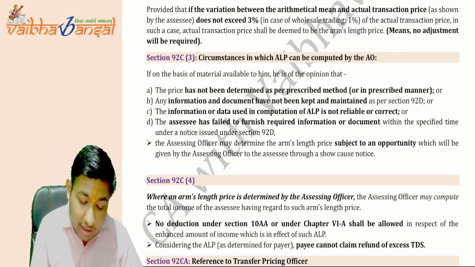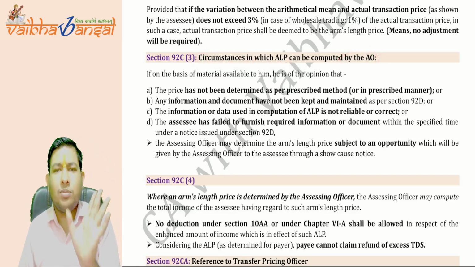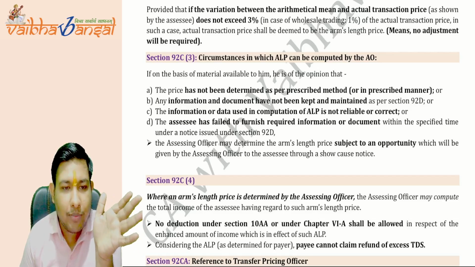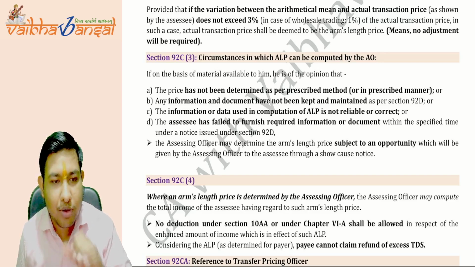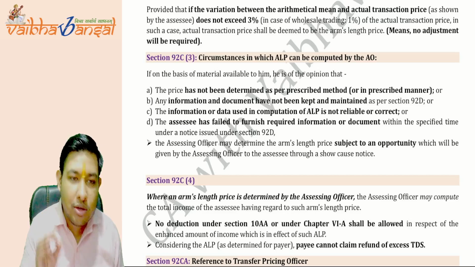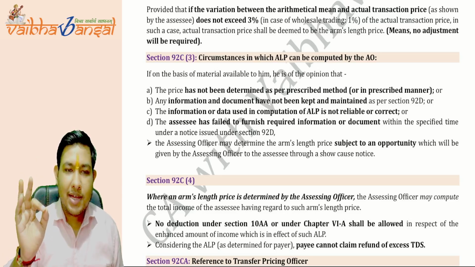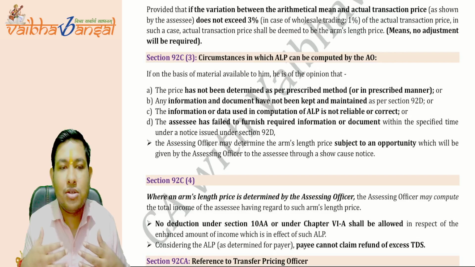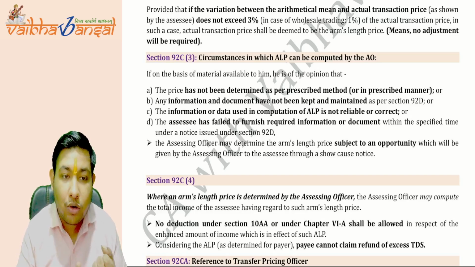Now, there are some circumstances in which ALP can be computed by the AO. What may be the circumstances? When the AO will discard your computation of ALP, whatever ALP you have computed, the AO will discard that. In what circumstances will the AO say that I will compute your arm's length price, your arm's length price is weak, not suitable to me? So what are those circumstances? Say, suppose I have not followed the most appropriate method.